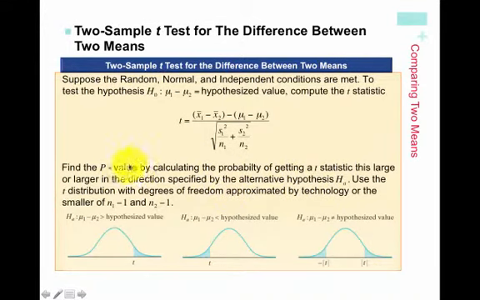And guys, remember, this is something that's asked all the time. Interpret the p-value. The interpretation is that it's the probability of getting a value, a t-statistic, this large or larger in whatever direction our alternative hypothesis is specifying. And again, we're using the t-distribution, degrees of freedom, either technology or the conservative method by picking the smaller of these two degrees of freedom from our samples.